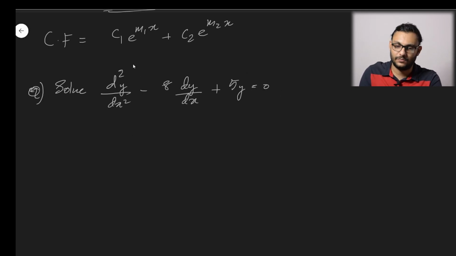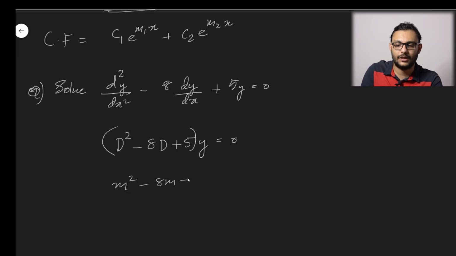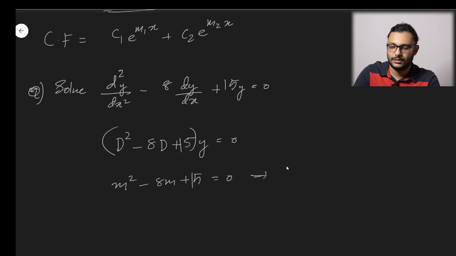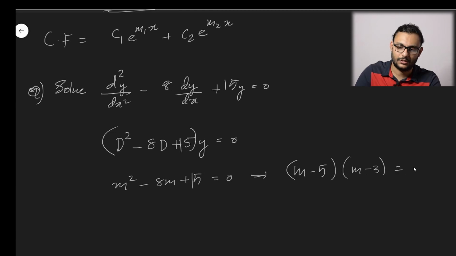First form the auxiliary equation. You can form the operator form equation, that is d square minus 8d plus 5 operating on y is equal to 0. Now convert it into the auxiliary equation, that is m square minus 8m plus 5 equal to 0. I think this is 15, not 5. Now we can use 5 and 3 as factors, that is m minus 5 into m minus 3 is equal to 0, or m1 is equal to 5, m2 equal to 3.